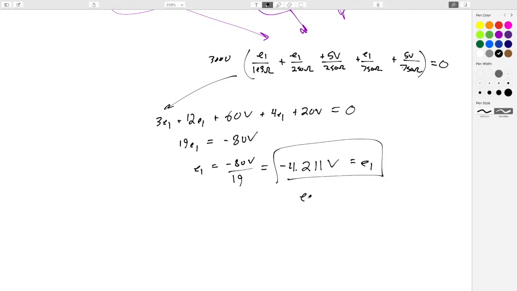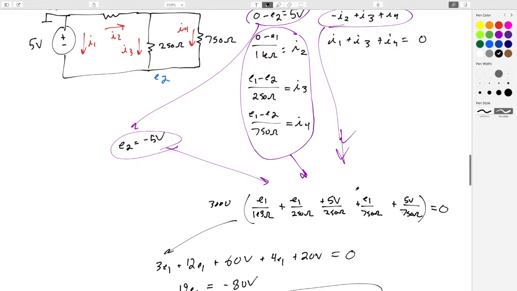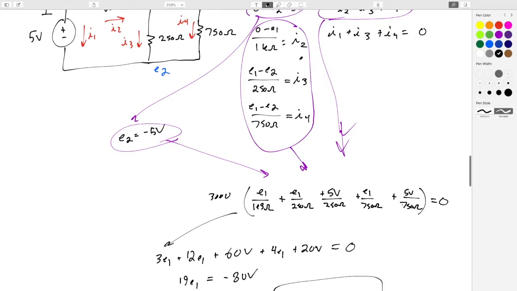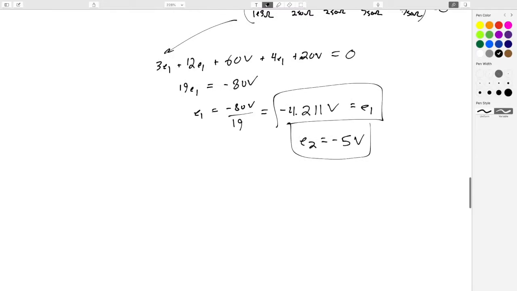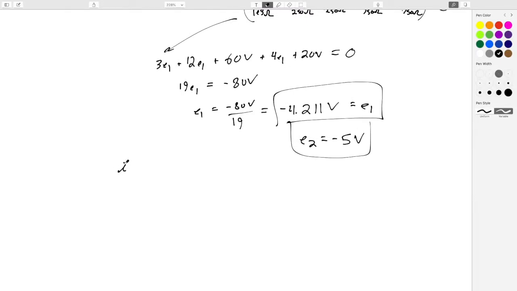Good. And we know from before E2 equals negative 5 volts. So this is interesting. Let's go and solve our currents then. So I2 is going to equal negative E1. So I2 equals negative negative 4.211 divided by 1e3 ohms equals 0.004211 amps. All right, this is looking familiar.